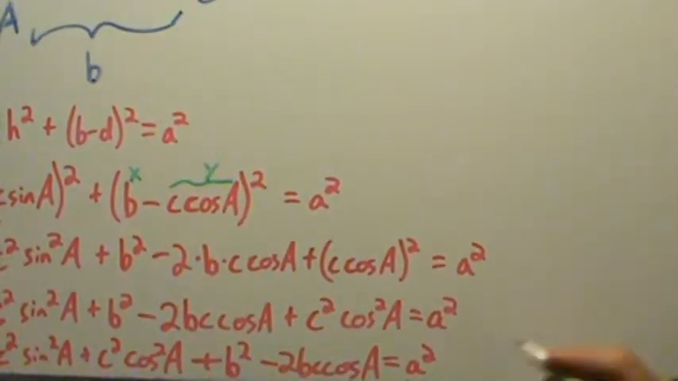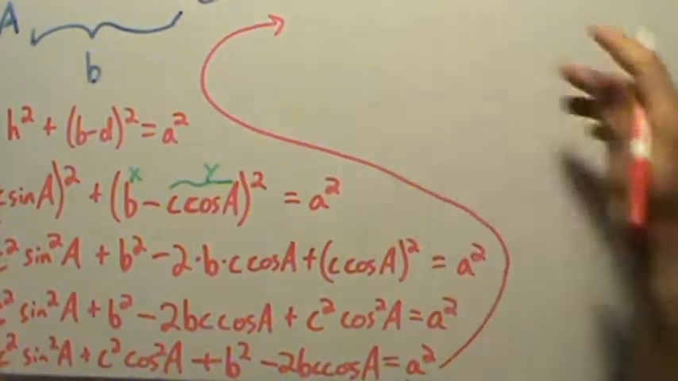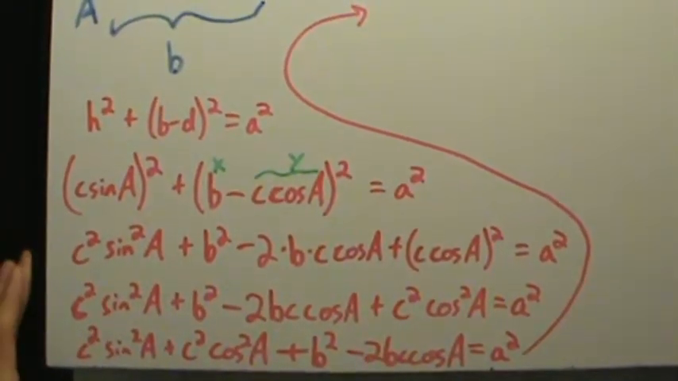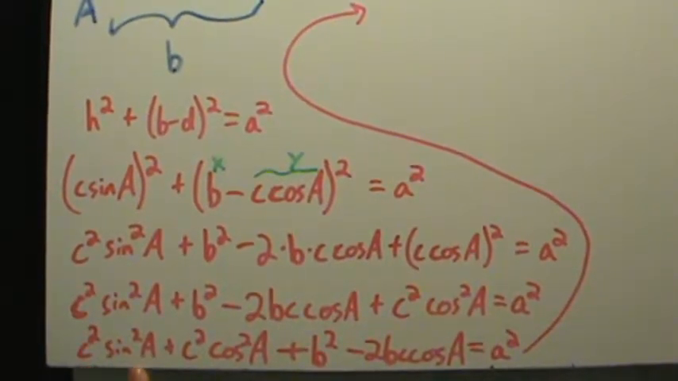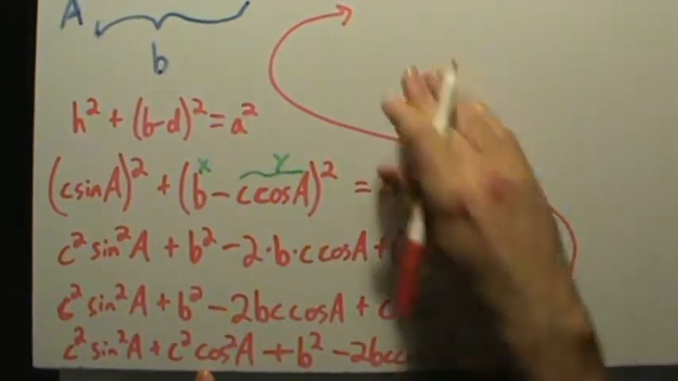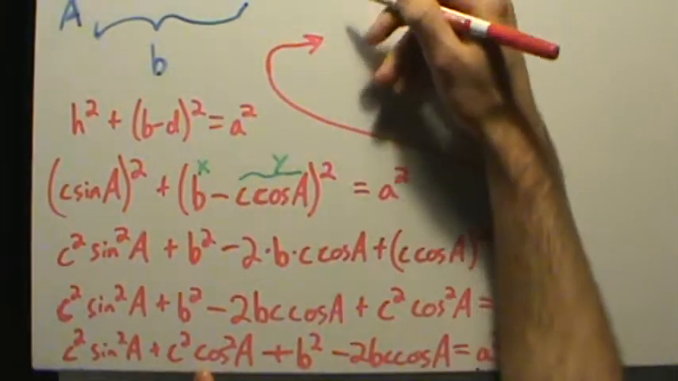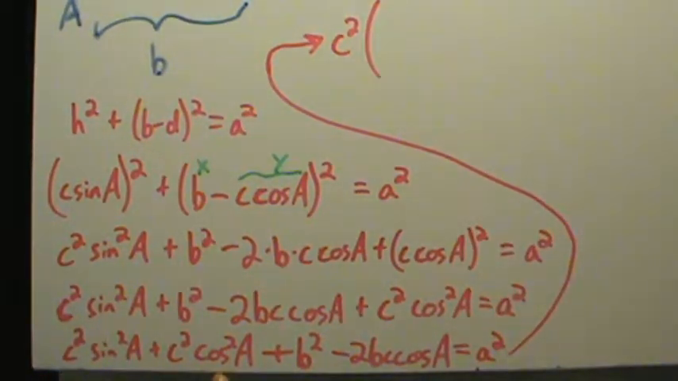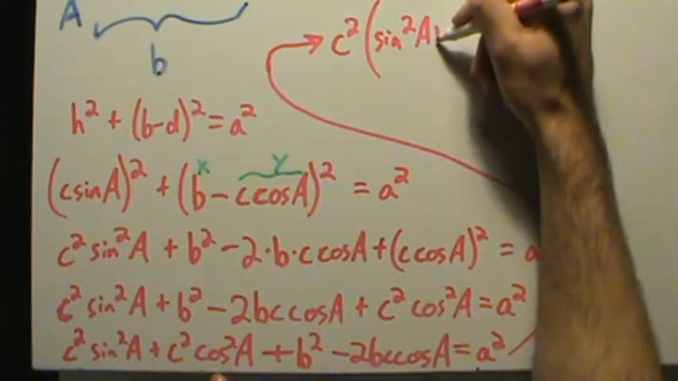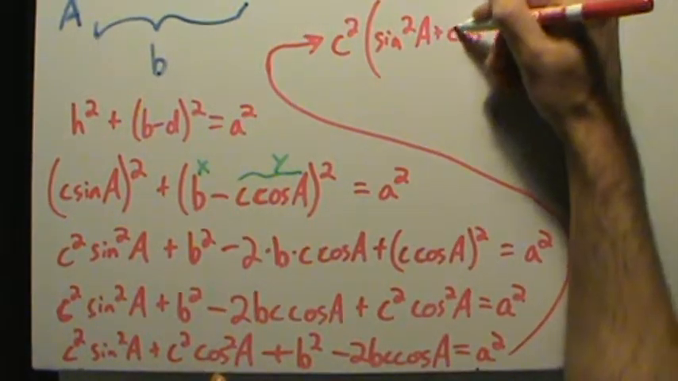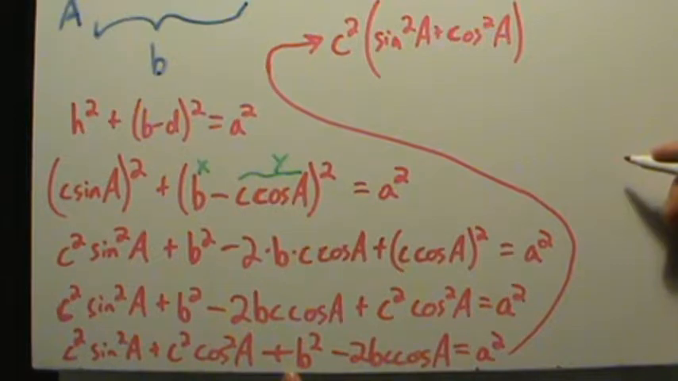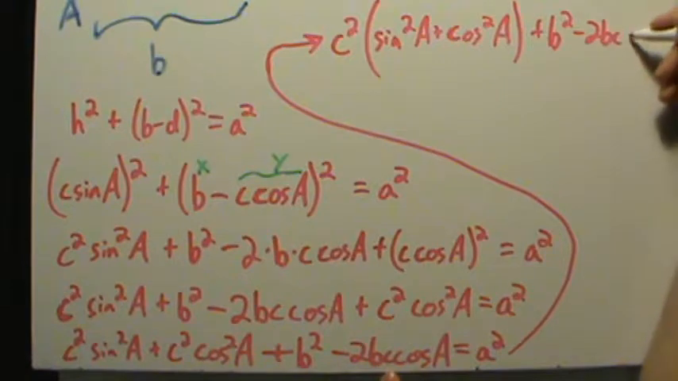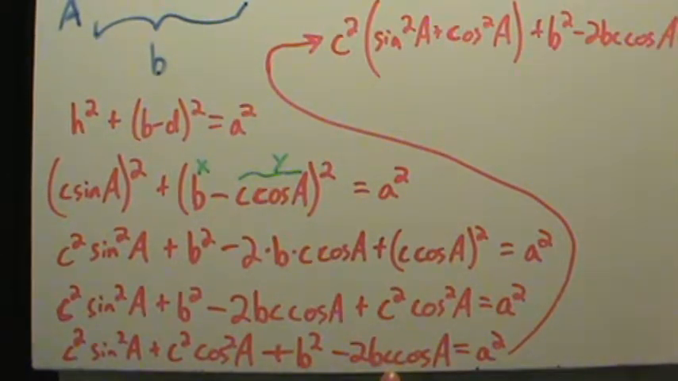Okay, now let's come back up here. Why do we group these guys together? So c squared sine squared A plus c squared cosine squared A. Now let's factor, move down a little bit. Let's factor c squared out of that. So that becomes c squared times the quantity, what's left over? Sine squared A plus cosine squared A. And then we still have all this other stuff here. Plus b squared minus 2bc cosine A equals A squared.